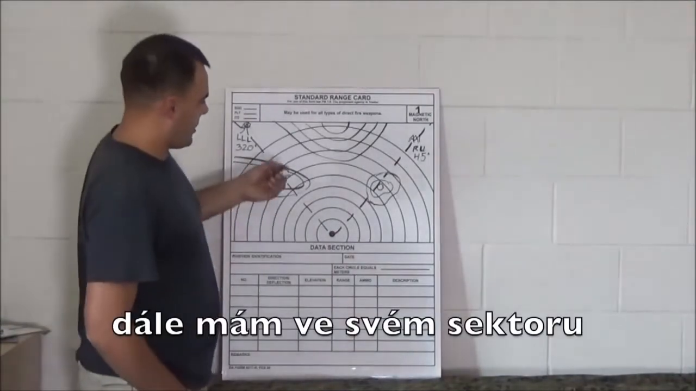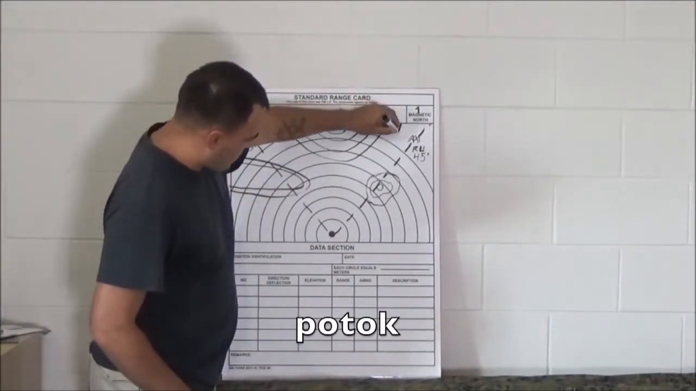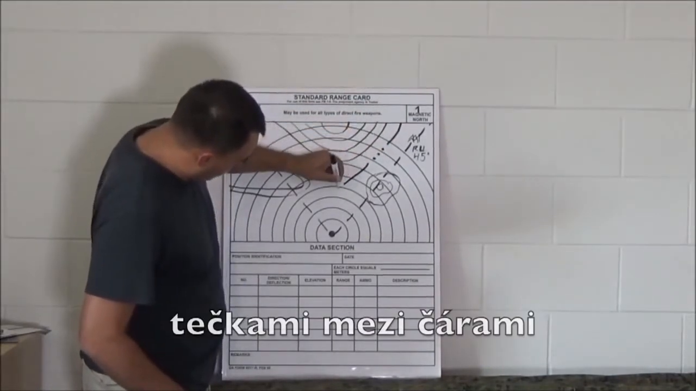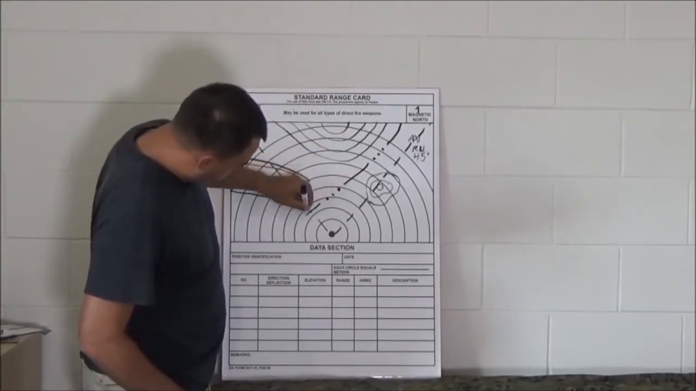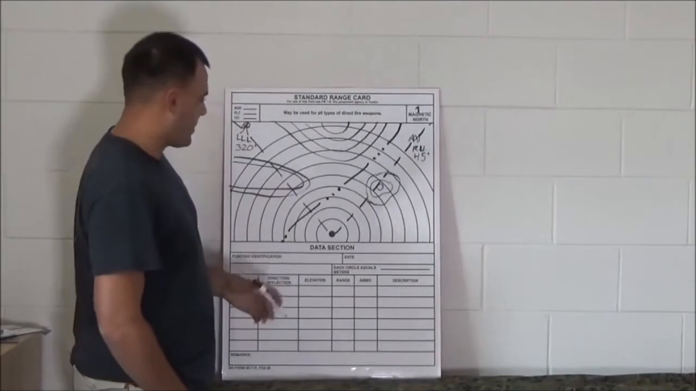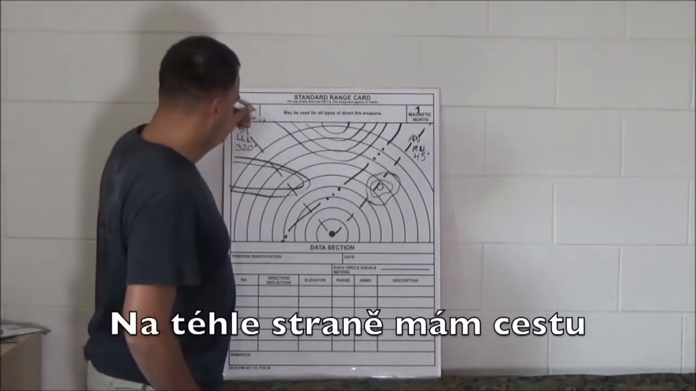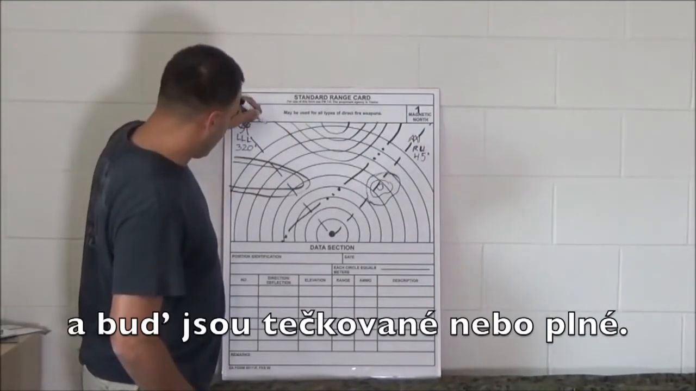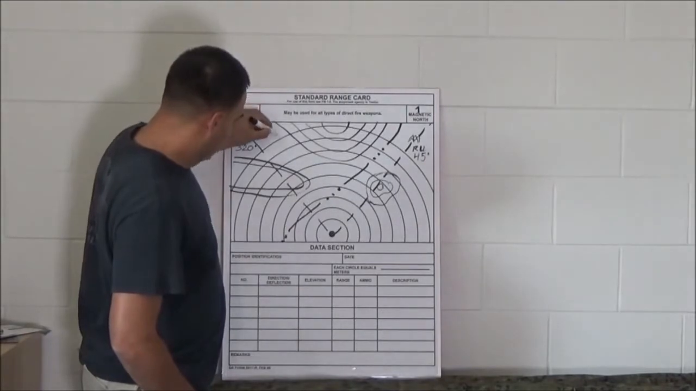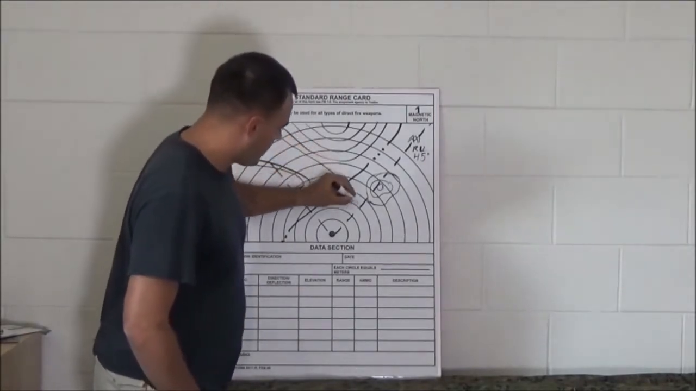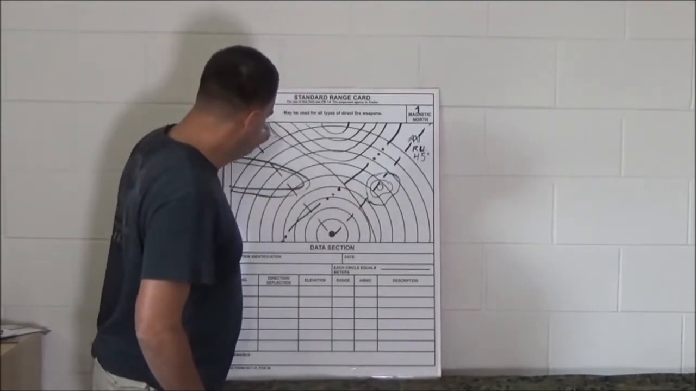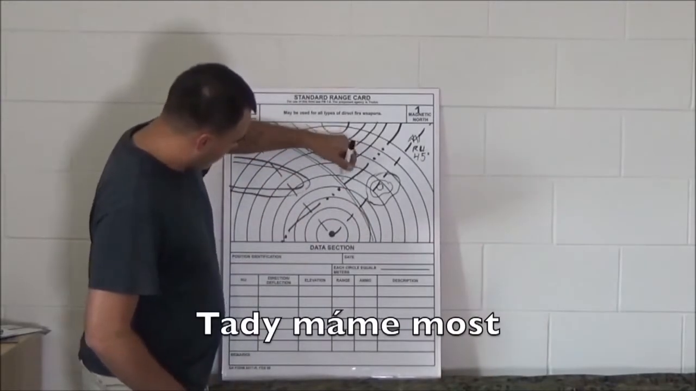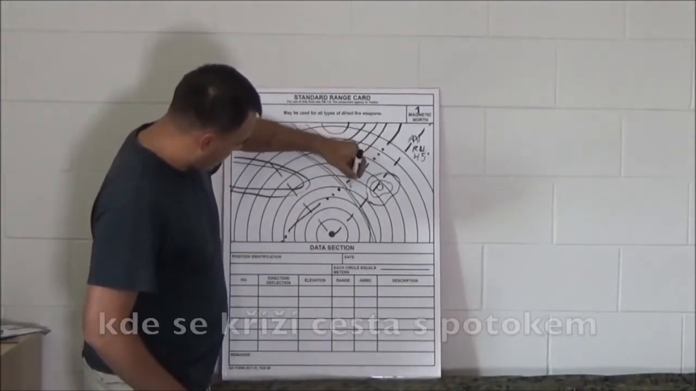Now through my sector, we'll say I have a stream, which on a map is usually a line with little dots in it, and then it continues. And then through this side I have a road. Roads are usually parallel lines, and they'll be dotted or solid. So I'm going to draw solid lines. It's an improved road. And we have a bridge where that road crosses the stream.